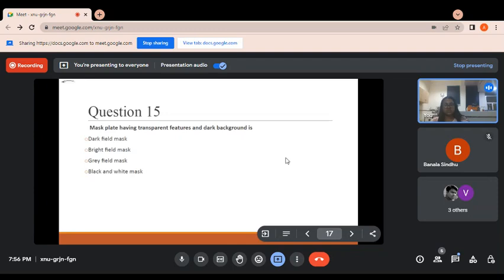So the next question is about a mask plate having a transparent feature. Actually this question is based on the lithography process, and we are repeating it; we also discussed this question in a previous session. This is the easiest question, that a mask plate has a transparent feature, and I have discussed it multiple times, so I think you will give the answer. Transparent feature and dark background: is the mask a dark field mask, bright field, gray field mask, or black and white mask? Banala Sindhu, what is the right answer?